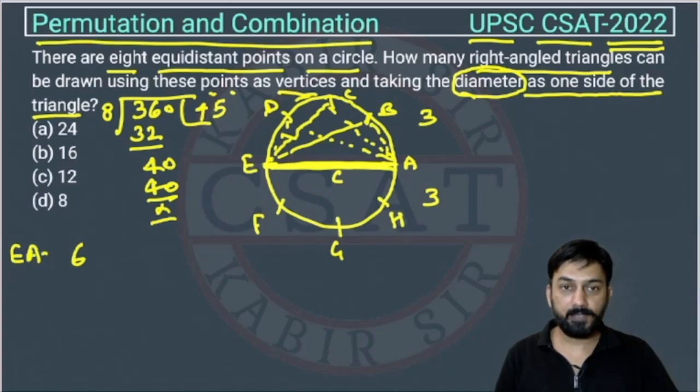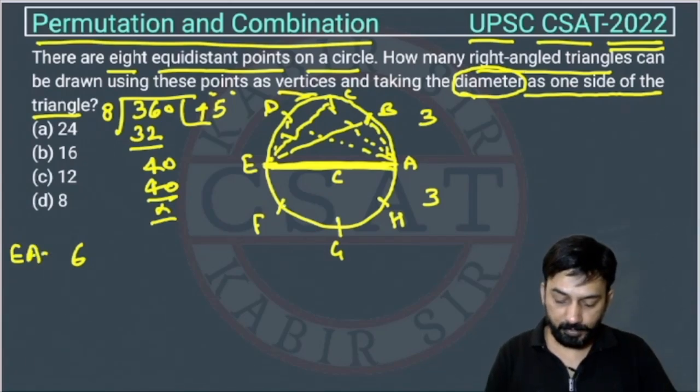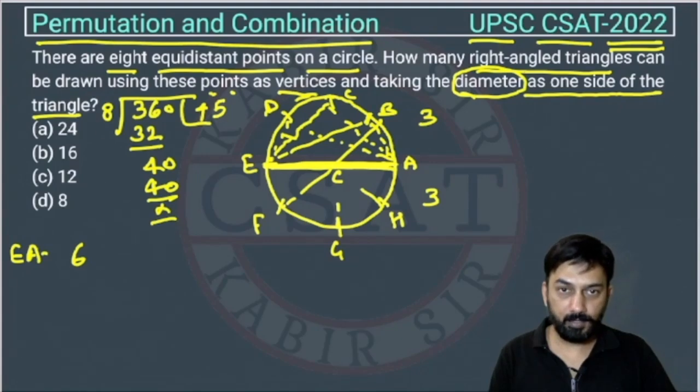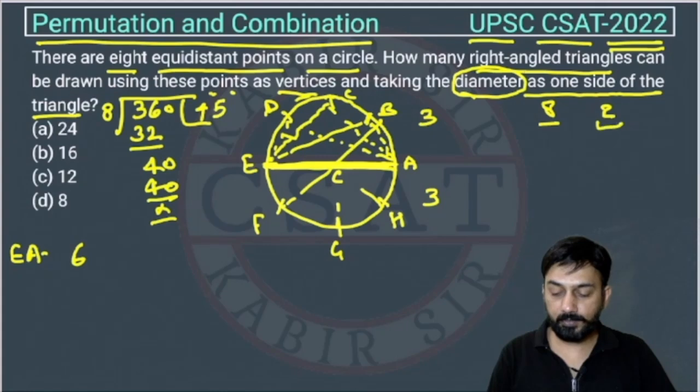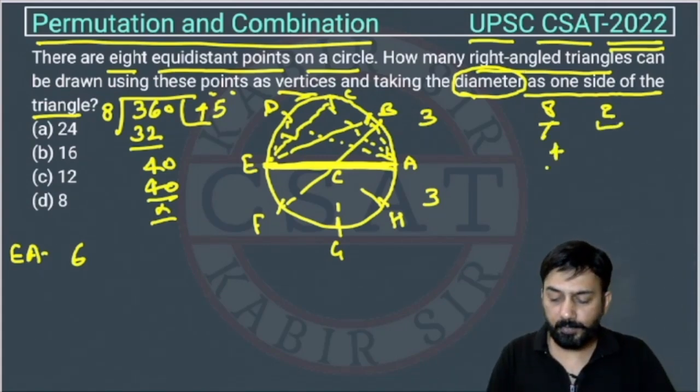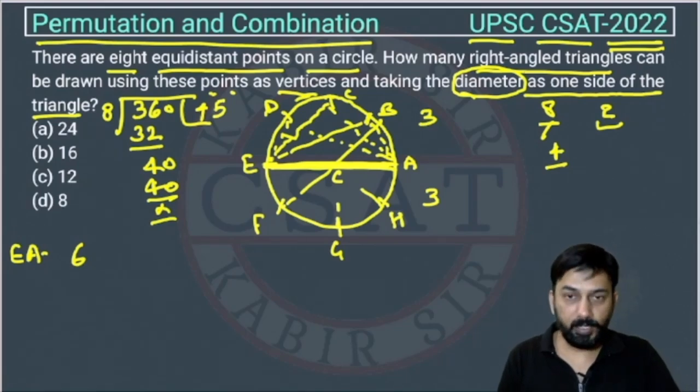So how many diameters can we have? One is this one, 2 can be this one, 3 can be this one, and 4 can be this one. If we are coming here, then again this is the same, EA or AE, both are the same, right? Because we have a total of 8 points, and with 2 points we are making one diameter. So out of these 8, we can have 4 diameters, and with each diameter we are getting 6 right angle triangles. So with 4 diameters we will get how many?